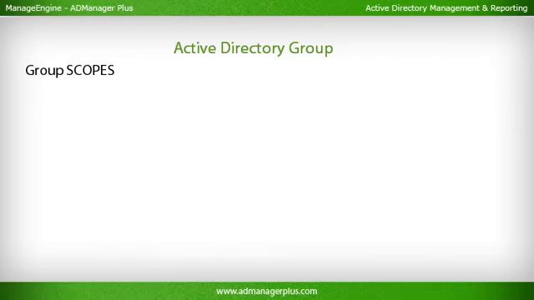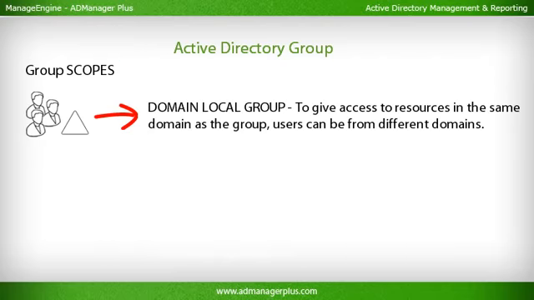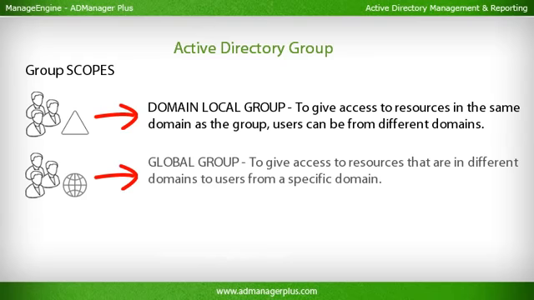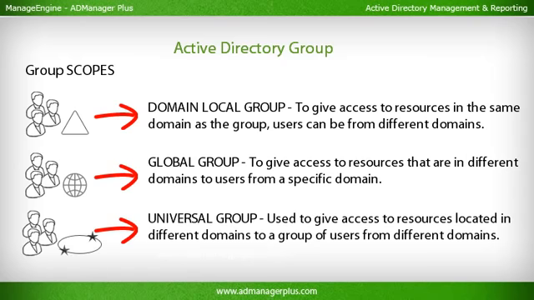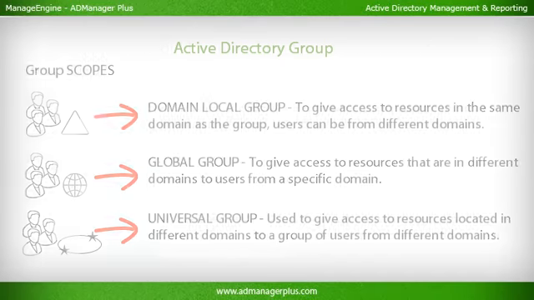Group scopes. Domain local group: to give access to resources in the same domain as the group, users can be from different domains. Global group: to give access to resources that are in different domains to users from a specific domain. Universal group: used to give access to resources located in different domains to a group of users from different domains.